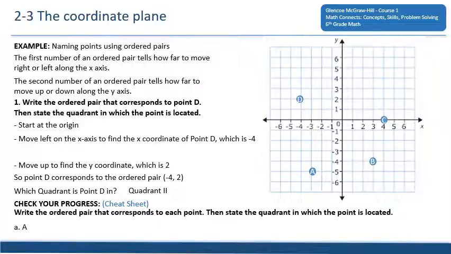Check your progress. Write the ordered pair that corresponds to point A, and then write the quadrant in which the point is located. So point A, if we look, we have to go to the left 3 spaces to line up A with the number on the x-axis, and then we have to go down 5 to line up A with the coordinate on the y-axis. So our coordinates for A are -3 for x and -5 for y.